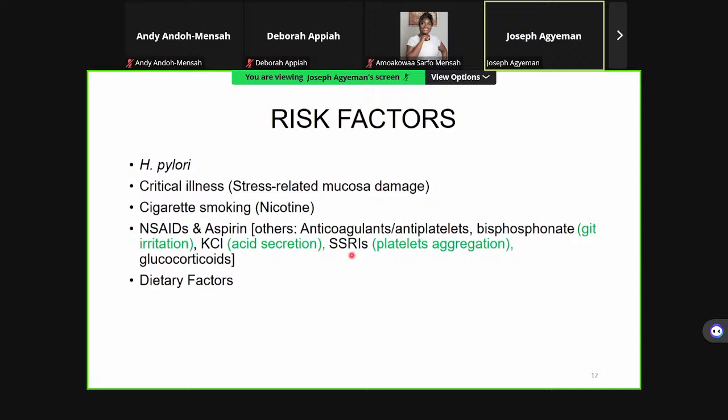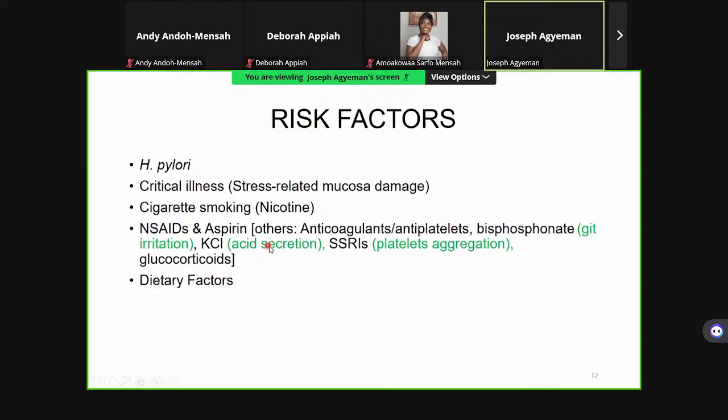KCl and the selective serotonin reuptake inhibitors, drugs that are used in the management of depression. In fact, this one will not actually contribute to the ulcer, but it can improve your chances of bleeding because they can cause the prevention of platelet aggregation. So naturally they won't cause the ulcer, but because of this inhibition of platelet aggregation, the ulcer will have a high tendency to bleed.